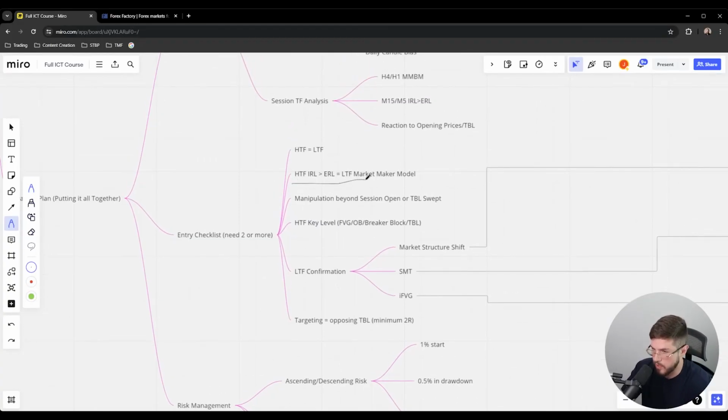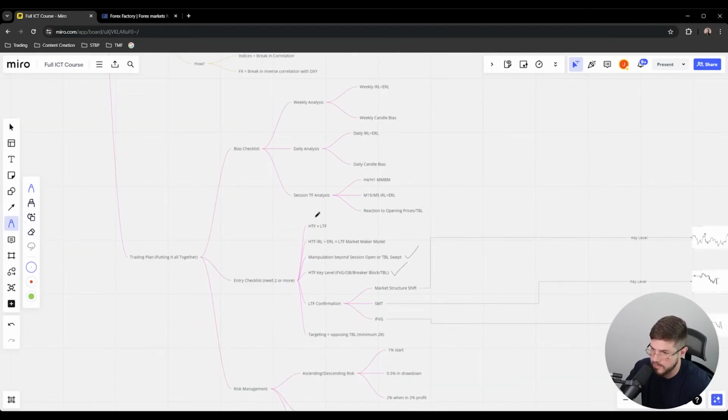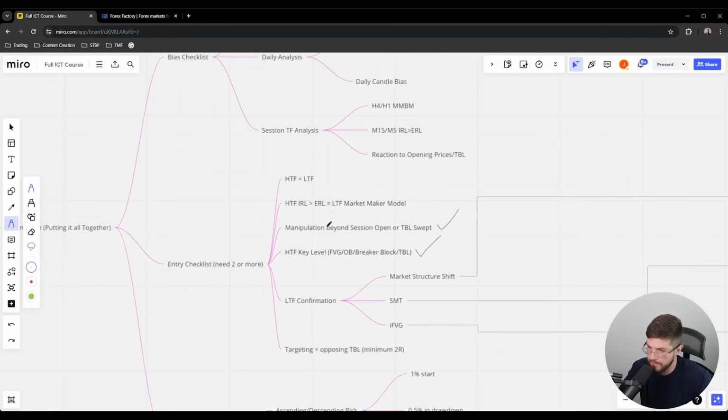So you can check for those market maker models in those moves, but you also need to look for manipulation beyond the session open or time-based liquidity swept. So in that setup, we had this right here. We also had a higher time frame key level, and we had a clear higher time frame bias, okay? This has to happen in order for you to even look for your entry checklist. Without this, you don't even look here, okay? Very, very important. These don't apply if you don't have a clear bias. So you have 2 or more.